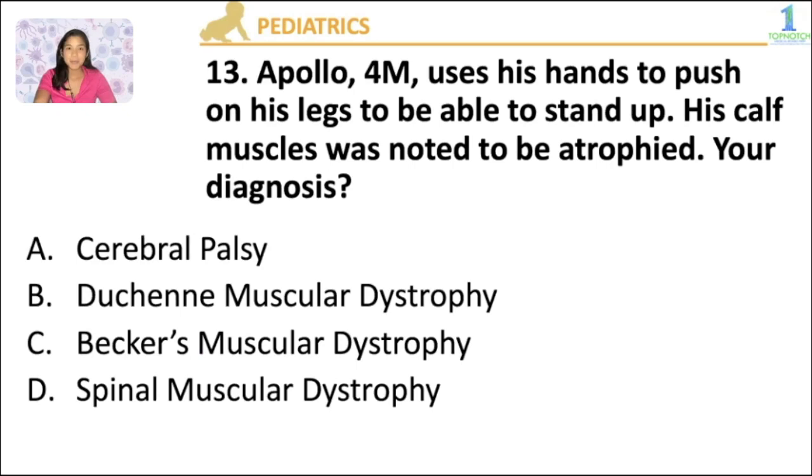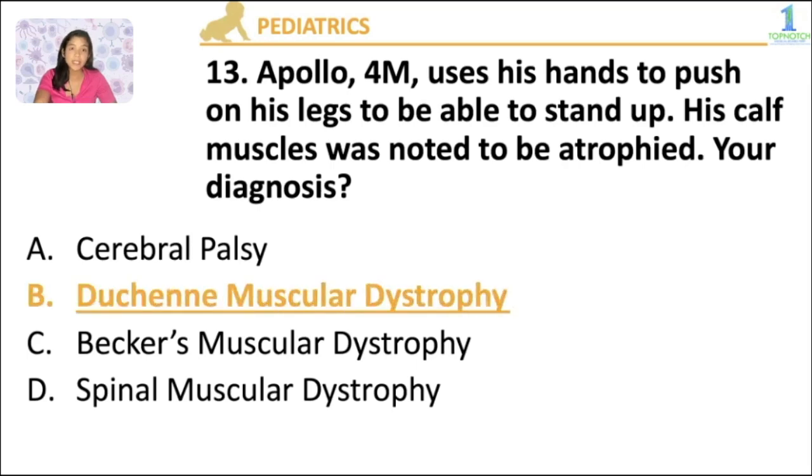Number 13, Apollo, a 4-year-old male, uses his hands to push on his legs to be able to stand up. His calf muscles were noted to be atrophied. What is your diagnosis? Is it A, cerebral palsy, B, Duchenne muscular dystrophy, C, Becker's muscular dystrophy, or D, spinal muscular dystrophy? So our answer here should be letter B.